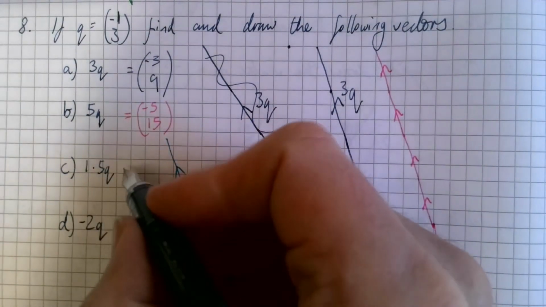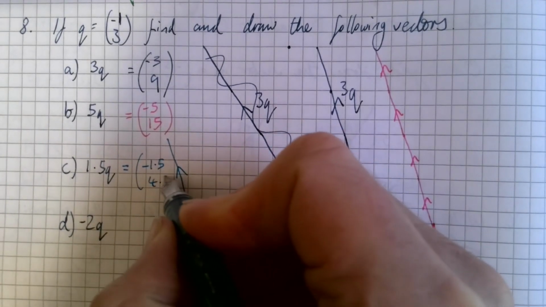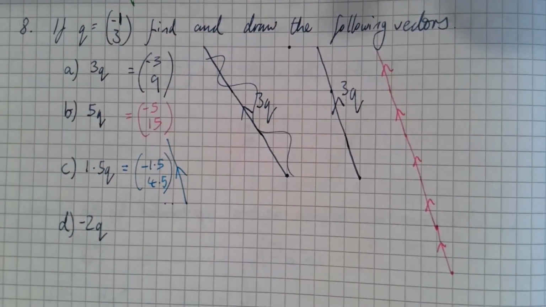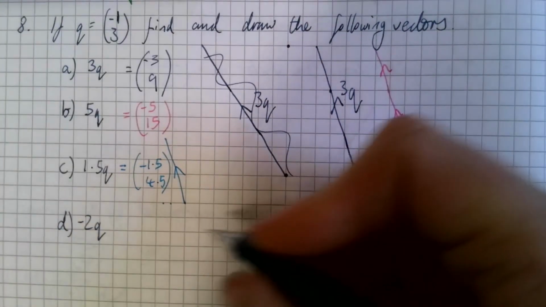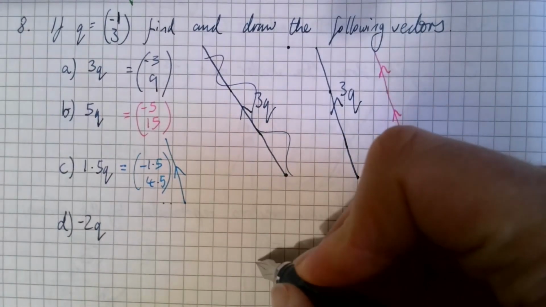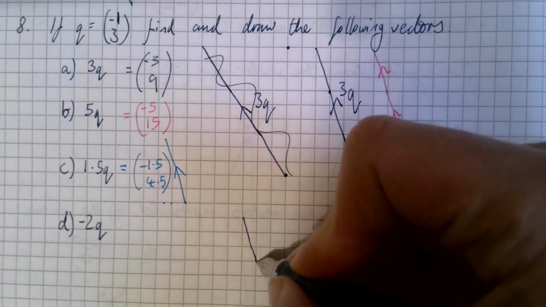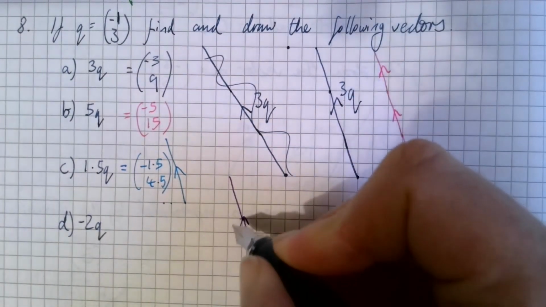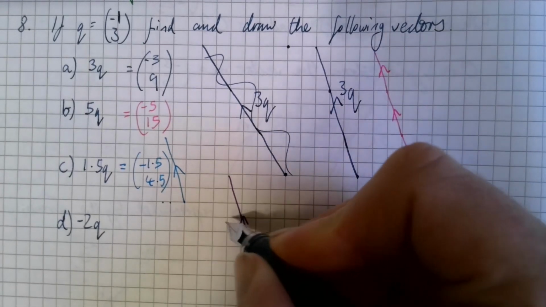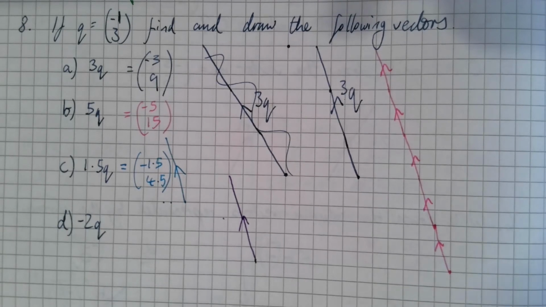So that is negative 1.5 over 4.5. And negative 2q will be doubling everything. So if I start here, go 1 to the left, up 3, do it one more time, 1 to the left, up 3, and there's my negative 2. Oh, negative 2q. I've done that wrong, haven't I?